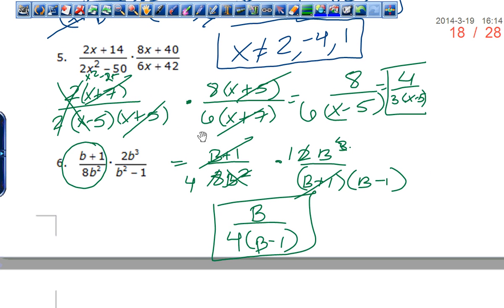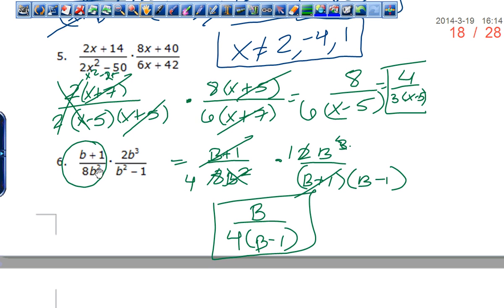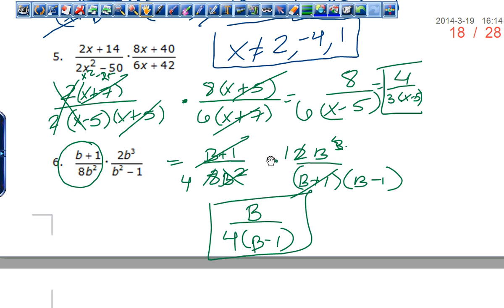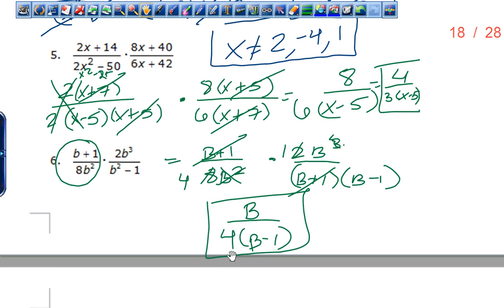And number 6, the last thing here, you've got a difference of squares here. So b plus 1, b minus 1, and the b plus 1's cancel out. You've got 3 b's on top, 2 b's on the bottom. 2 of those cancel out, so that's why you get 1 left on top. 2 over 8 is 4.